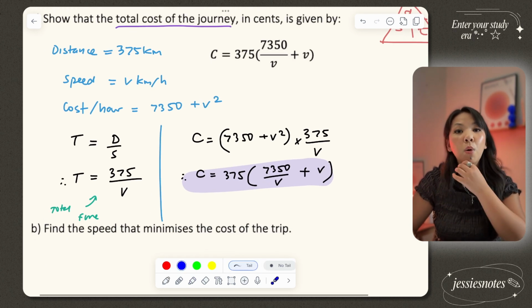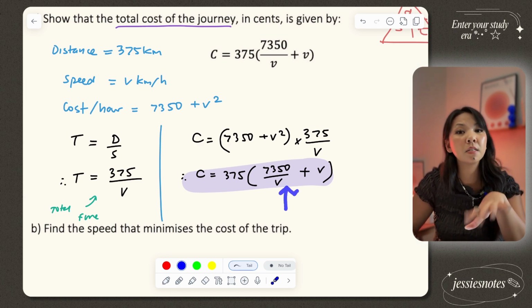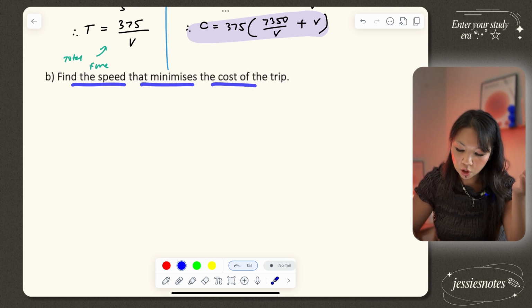Okay, so if I wanted to figure out the cost of the journey if I travel 60 kilometers per hour, you plug 60 into here, and then that spits out the answer. Lovely. Next, B, find the speed that minimizes the cost of the trip.